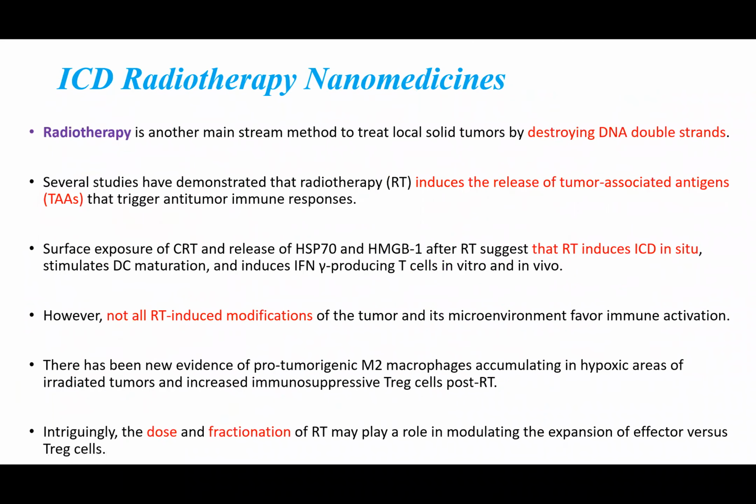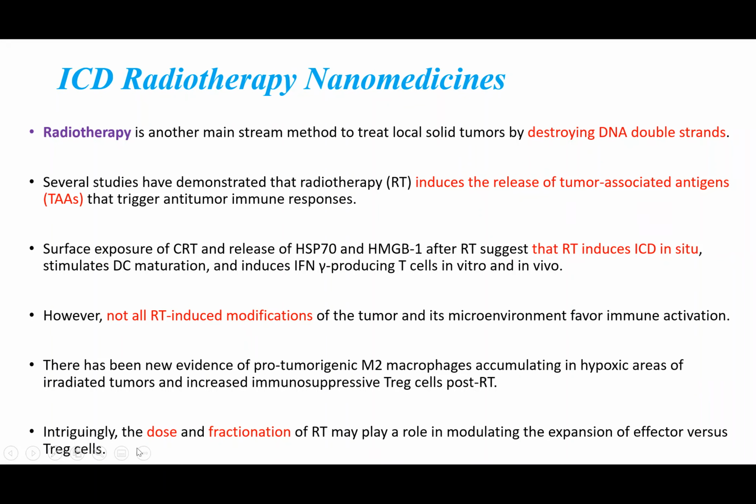Also, radiotherapy can be used to enhance immunogenic cell death. Radiotherapy is a type of therapy that mainly acts by destroying DNA double strands. However, recently it was found that radiation treatment can also induce immunogenic cell death by triggering release of heat shock proteins and HMGB1 and surface exposure of calreticulin, leading to dendritic cell maturation and inducing interferon gamma-producing T cells, both in vitro and in vivo. However, not all radiation treatment-induced modifications result in immune activation.